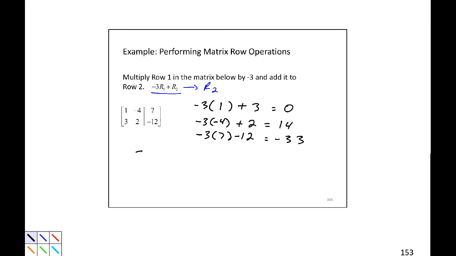So my matrix becomes 1, -4, 7. Again, it's an augmented matrix, vertical bar after -4, all in brackets. And my row 2 is changing to the values of 0, 14, -33. Now we'll use these operations in just a moment to solve some systems of equations.